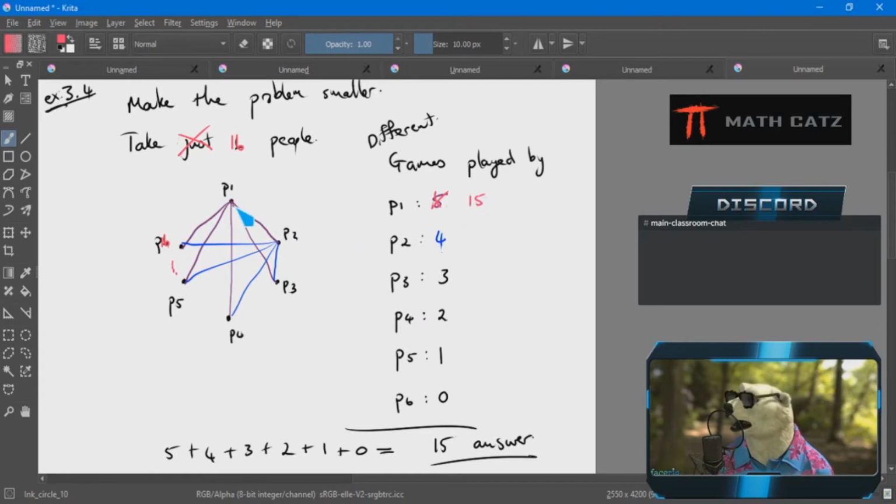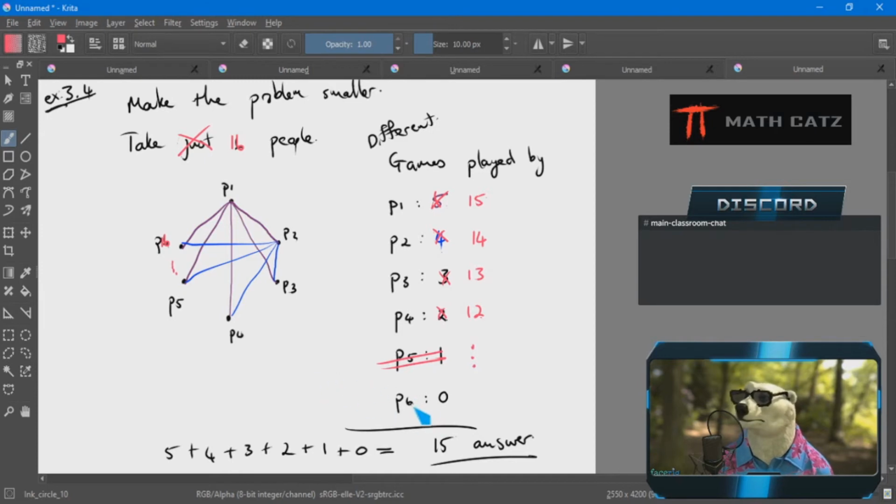Because they're playing against person 2, 3, 4, 5, 6, all the 16. One less than the number of people. Again, when I look at person 2, I'm not going to count back. I already considered that game. So there will be 14 and 13 and 12. And now I need to make some dots.